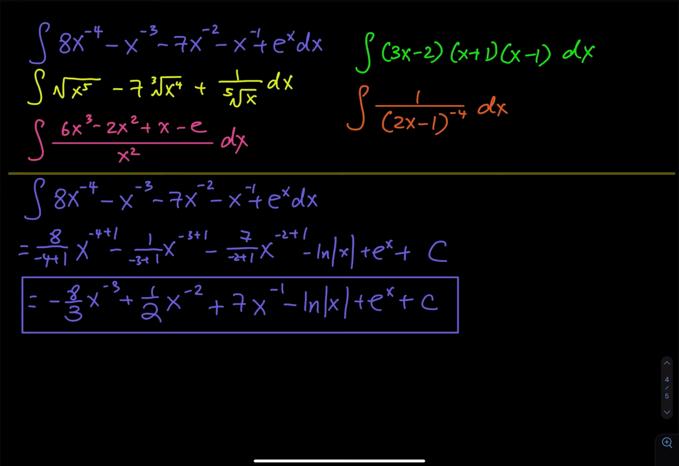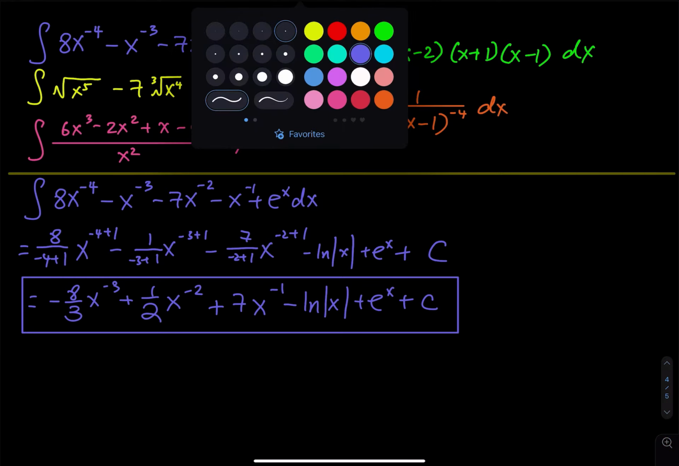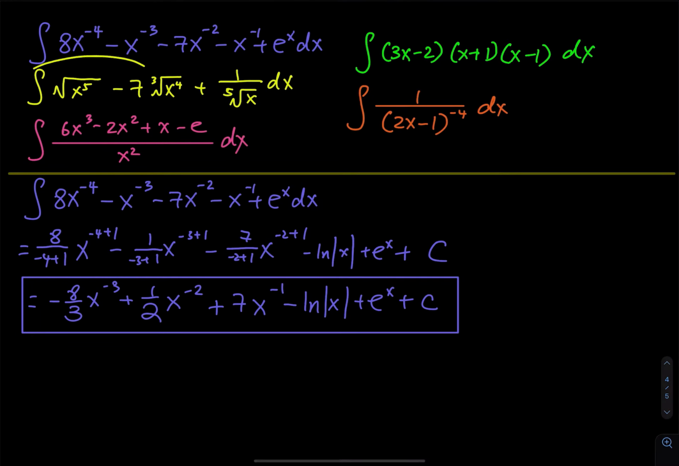And then moving on to the next example, what do we have? So the next example, we have the yellow one. So how about this? Let's rewrite the radical. So we have the integral. The radical means 1/2, right? So we have x to the 5/2, and then minus 7 x to the 4/3, and then minus, so that will be a negative exponent, x to the -1/2, and then dx.